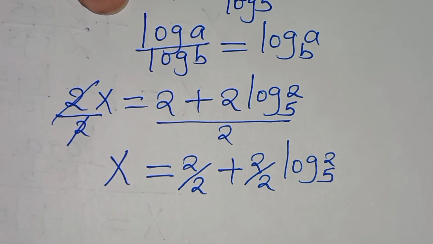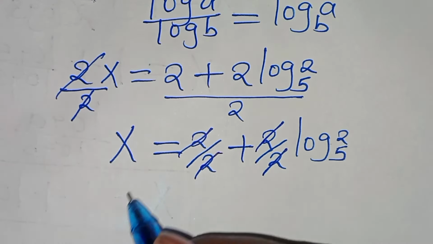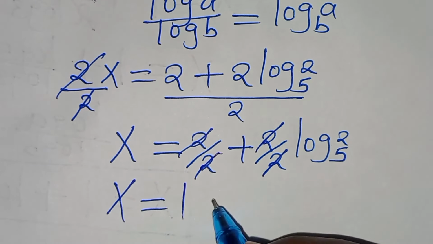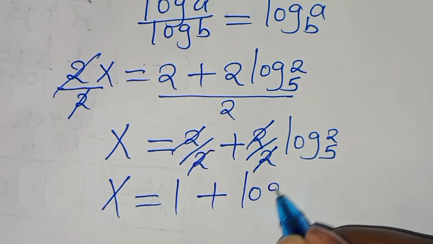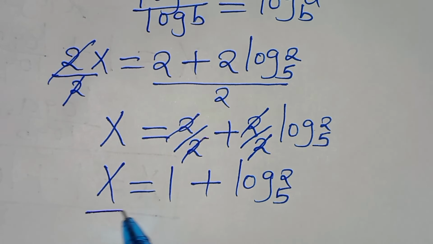Now let's simplify here. 2 and 2 simplify, and these 2 also, so that we have x is equal to 1 plus log 2 to base 5. So this is the value of x from here.